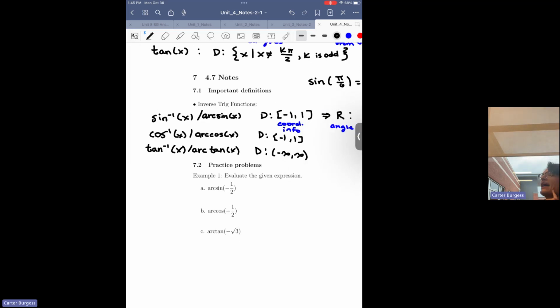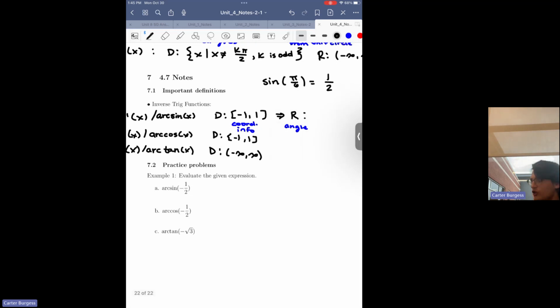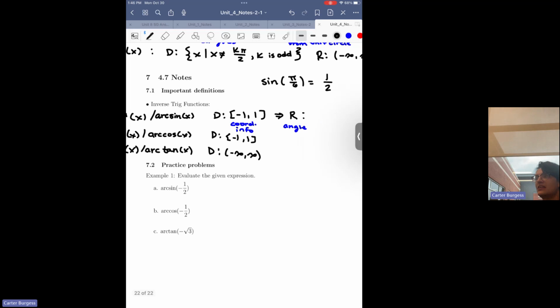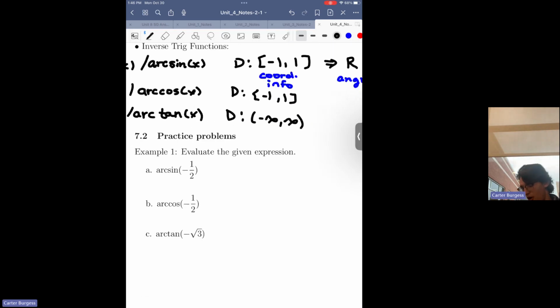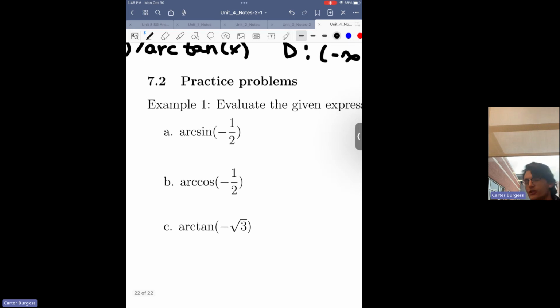So let's try example 1. We're going to realize, hopefully, the issue that we currently have. We'll assume that the range for now is negative infinity to infinity. Don't actually write that because it's not. We're going to rectify that assumption after we take a look at example 1a here. Okay, so we are looking at arc sine of negative 1/2.